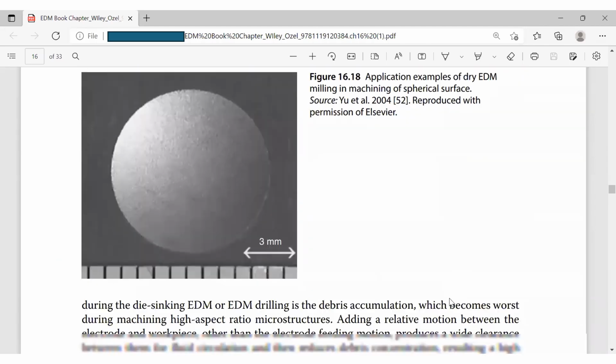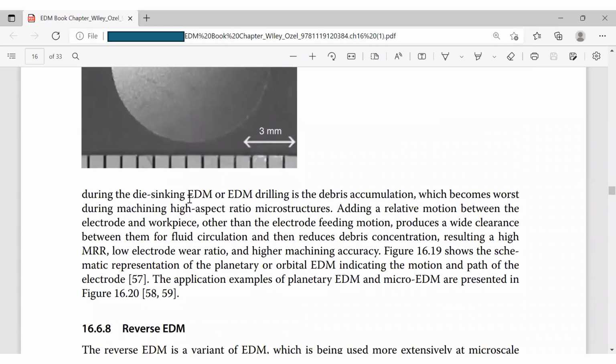A common problem in die sinking EDM or EDM drilling is the debris accumulation, which becomes worse during machining of high aspect ratio microstructures. Adding a relative motion between the electrode and workpiece, other than the electrode feeding motion, produces a wide clearance between them for fluid circulation and then reduces debris concentration, resulting in high MRR, low electrode wear ratio, along with high machining accuracy.